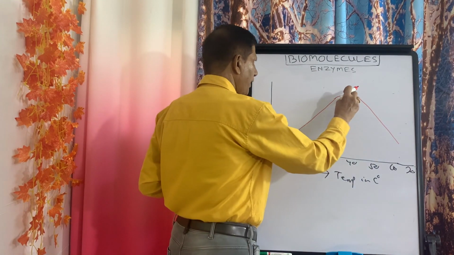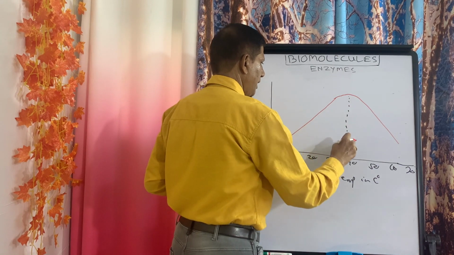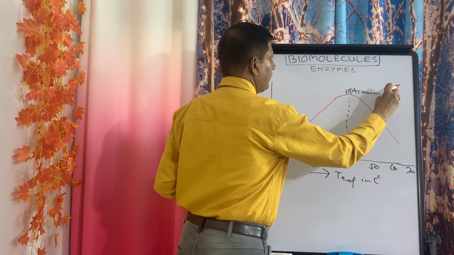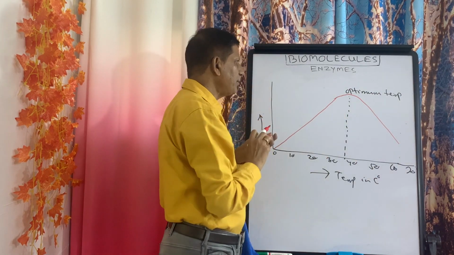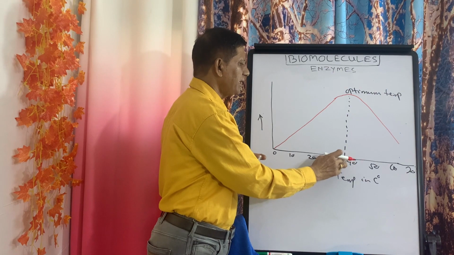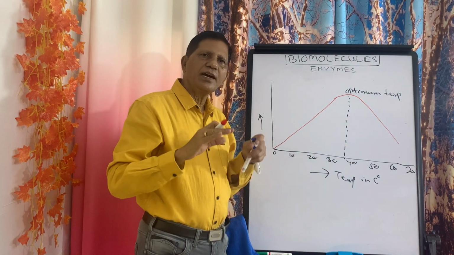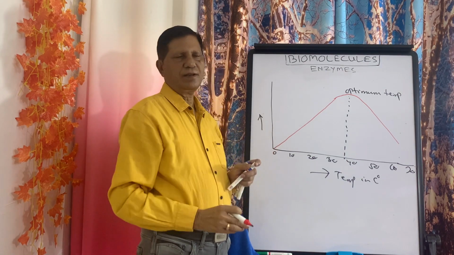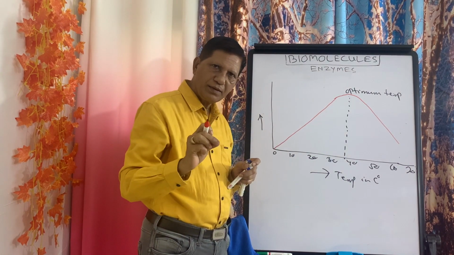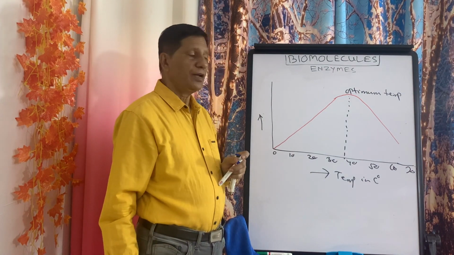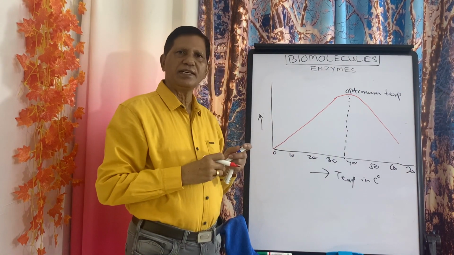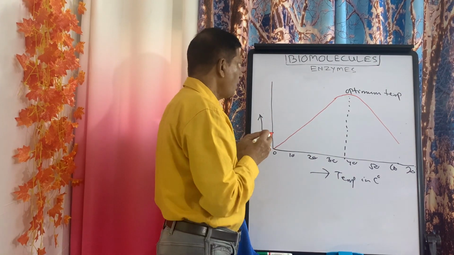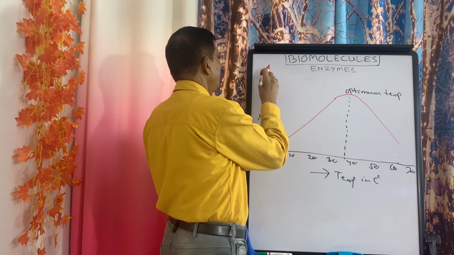That means at this point it is the optimum temperature. That means that particular enzyme will function at, suppose, 38 or 39 degrees, and at that temperature it has optimum activity, or it can function with maximum efficiency. And this optimum temperature is specific for a specific enzyme. But how is this rate of the reaction increasing? For this, we have to know what the temperature coefficient is.